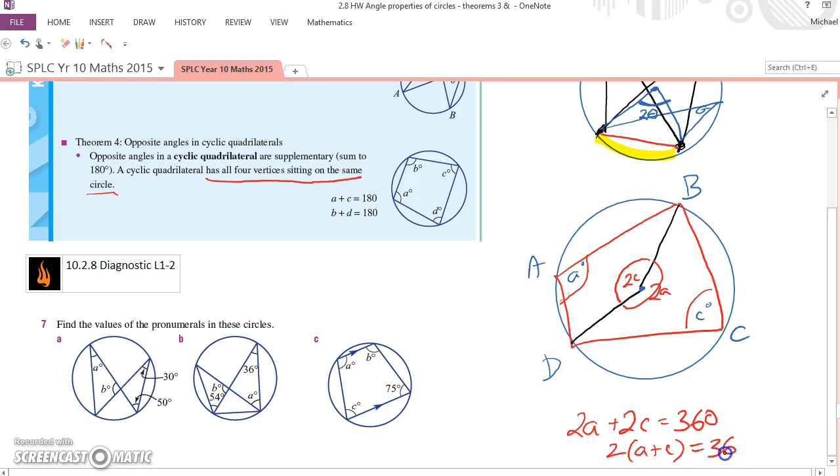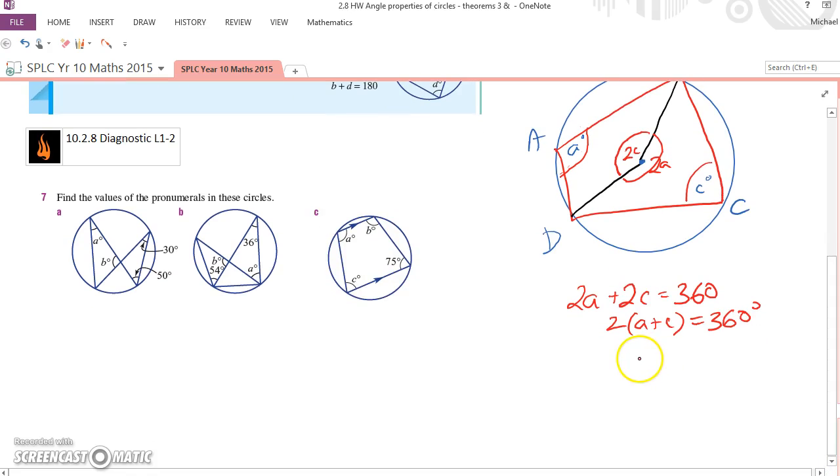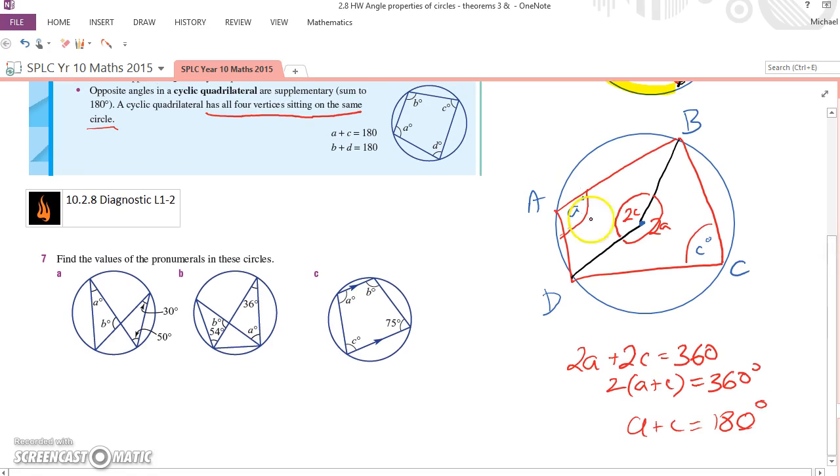2 times A plus C must equal 360. That is going to let me scroll down, divide by 2, and I get A plus C equals 180 degrees. Now I could just as easily rub out those points, show that the angles B and D are half the angles at the center, and use the same argument to show that B and D are supplementary. So therefore, opposite angles in a cyclic quadrilateral are always supplementary.